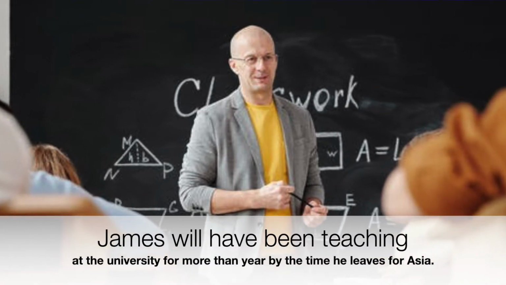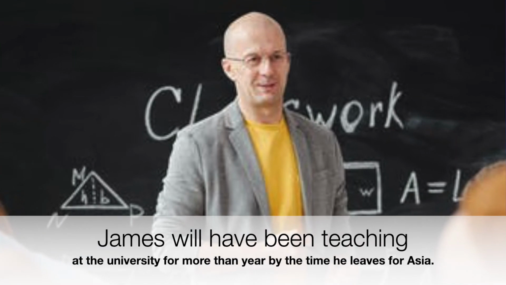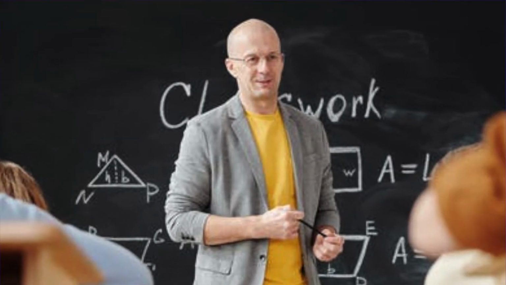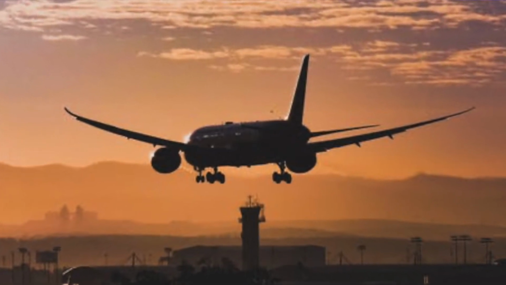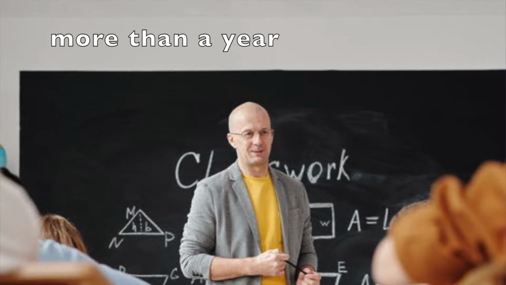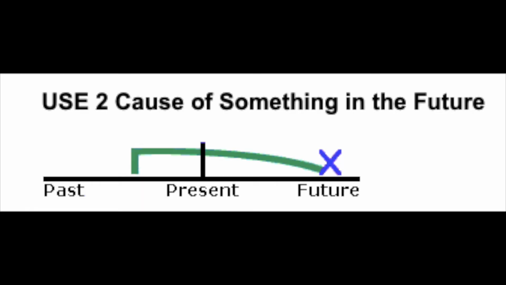James will have been teaching at the university for more than a year by the time he leaves for Asia. James is still teaching at the university. He's not in Asia. But when he leaves for Asia, he will have been teaching for more than a year at this university. Now let's look at the second use, cause of something in the future.